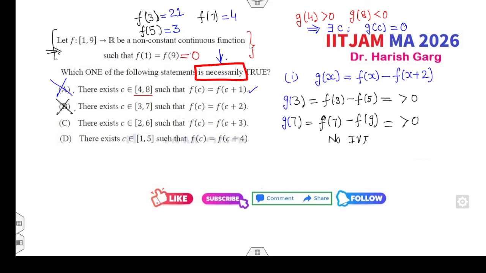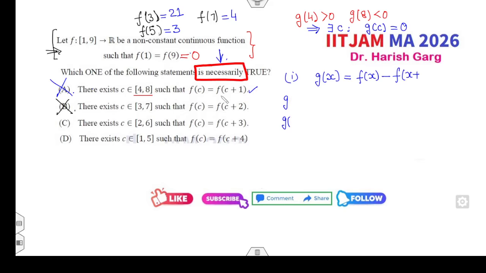Fine. Similarly, I can do it for the third case. So in the third case, it's x plus 3 and your points are 2 and 6. So clearly it's f of 2, f of 5 and f of 6 and f of 9. So again, if I choose the values of f of 2, f of 5 and f of 6, both are positive. So no IVT theorem is applicable. अब एक ही ऑप्शन बचा, that must be the correct option.